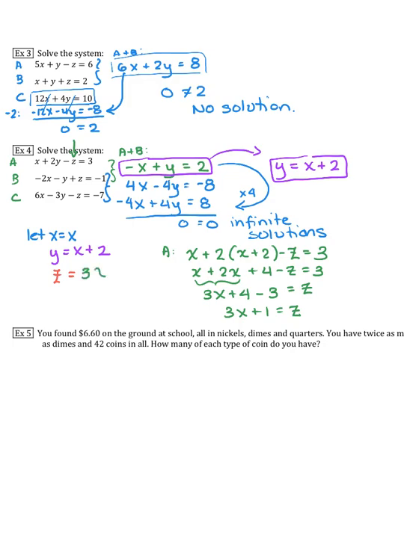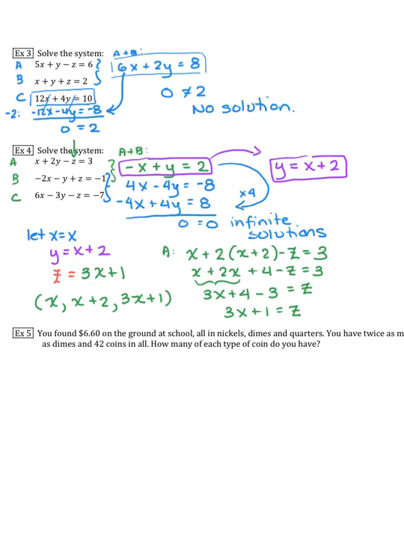So 3x plus 1 equals z. So this will be 3x plus 1, and that's how we write our ordered pair. x, x plus 2, 3x plus 1. It still represents an infinite solution, but it's showing the relationship that each variable has to the x. And you didn't have to choose x as the let x equals x. Any of them would have been fine.